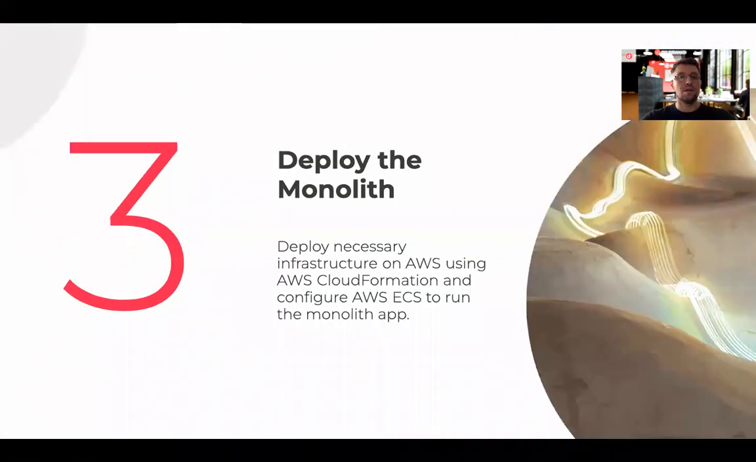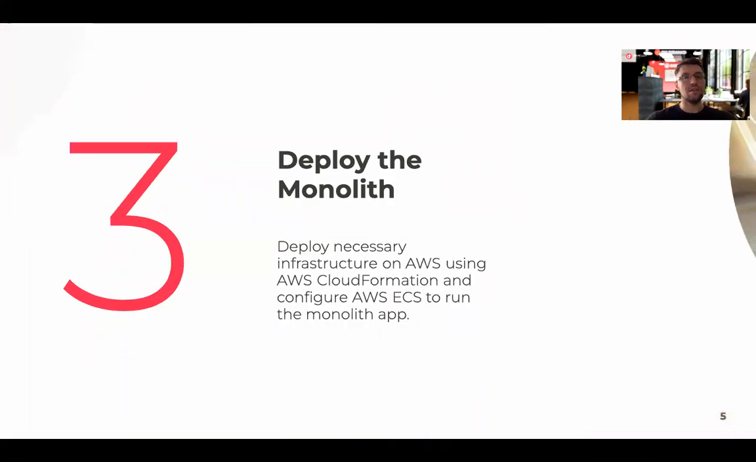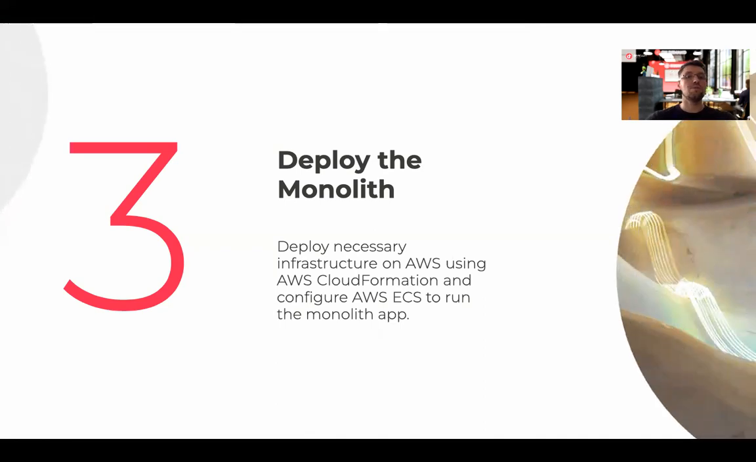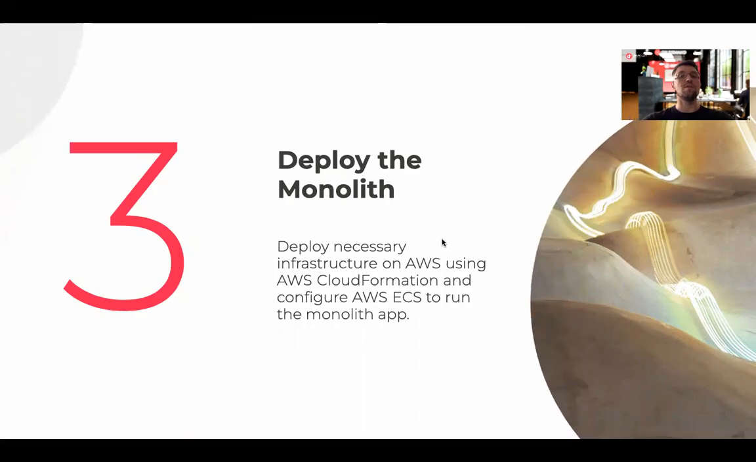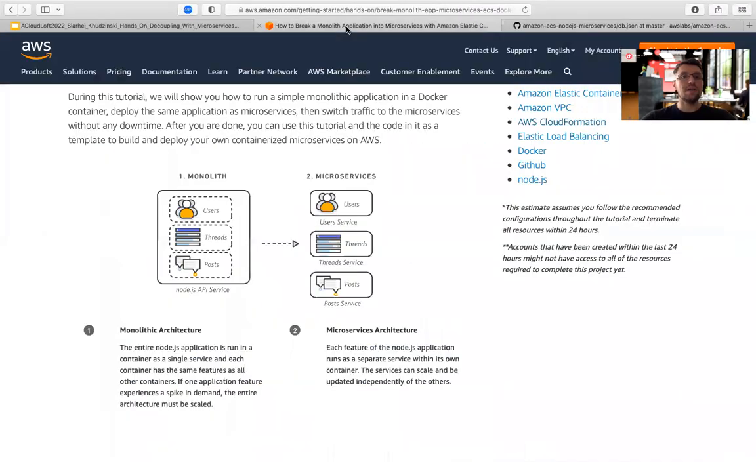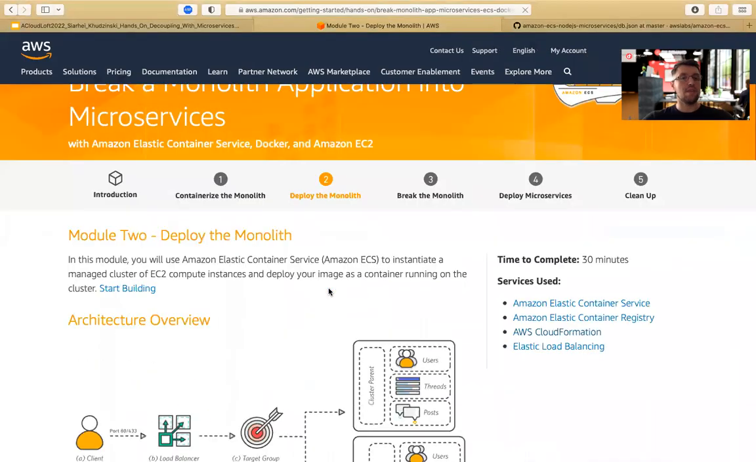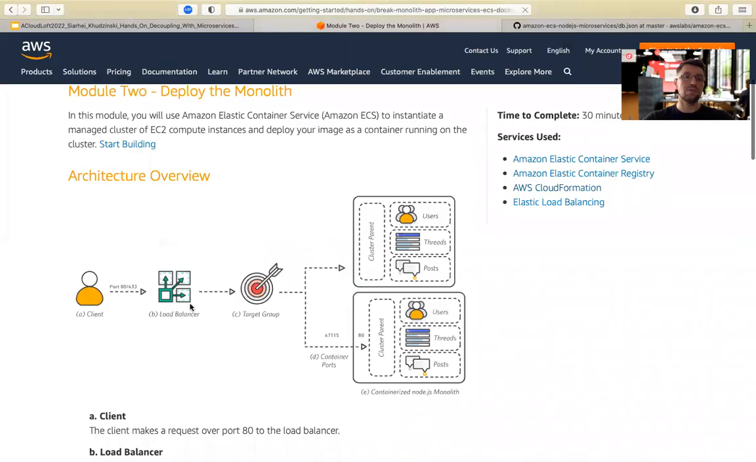So let's move on. Our next step is to deploy the monolith application. We already have the container, which is in the Elastic Container Registry. And now we're going to create the infrastructure on AWS with the help of CloudFormation. And after that, we will configure Elastic Container Service to run the application. I would like us to quickly have a look at the architecture. In the architectural view here, we're going to create a load balancer, a target group, and behind this target group, we have a target. This is the monolithic application in a container.